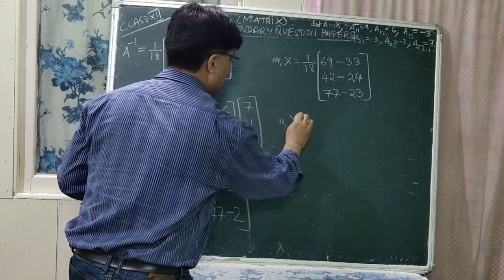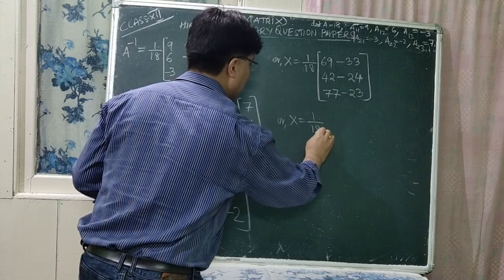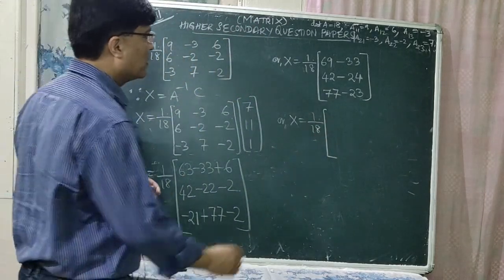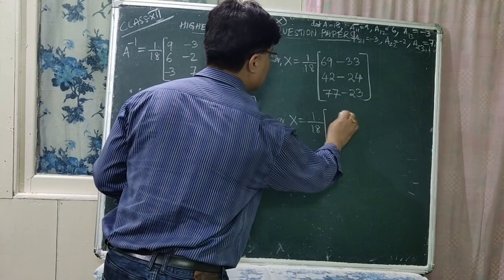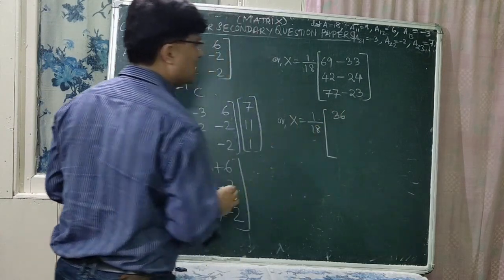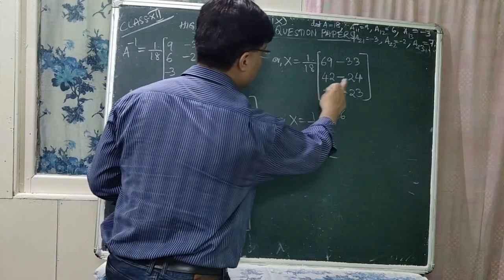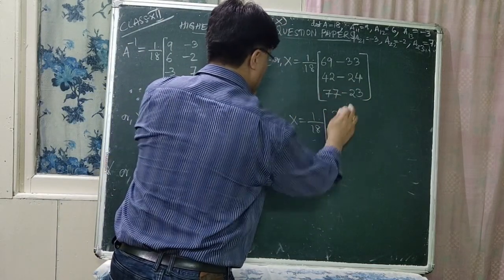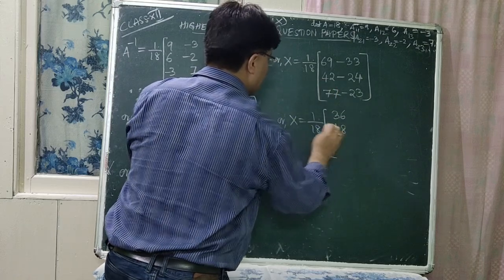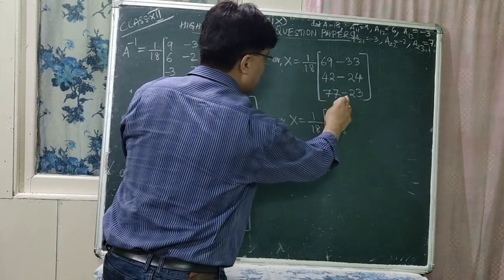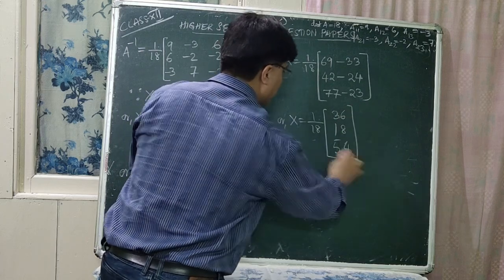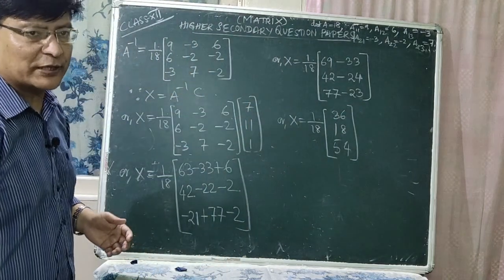So X is equal to 1 upon 18. Now, what is 69 minus 33? It is 9 minus 3 is 6, 6 minus 3 is 3, so 36. 42 minus 24: 12 minus 4 is 8, 3 minus 2 is 1, so 18. 77 minus 23: 7 minus 3 is 4, and 7 minus 2 is 5, so 54. So this is the column matrix.